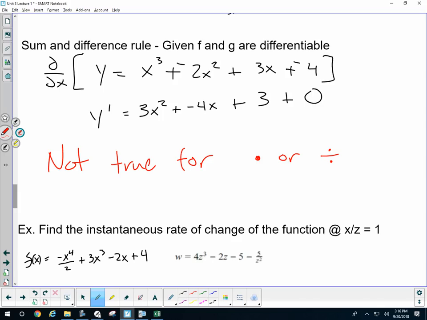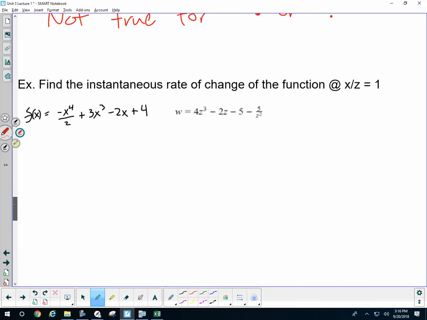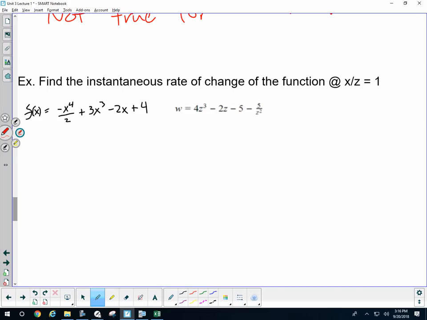Now, we've been focusing on this technique, this rule, but let's remember what these functions are, what they do, why we are finding these equations of the tangent slope graphs. It's because they provide an easy way for me to find how quickly the original function is changing or what the slope of the tangent is at any location. So here, notice the question that I'm asking. Find the instantaneous rate of change of the function at x or z equals 1.